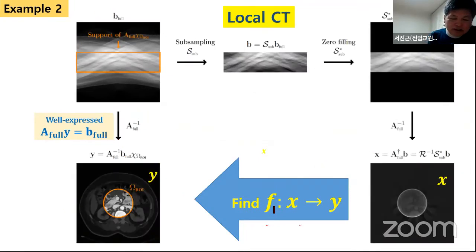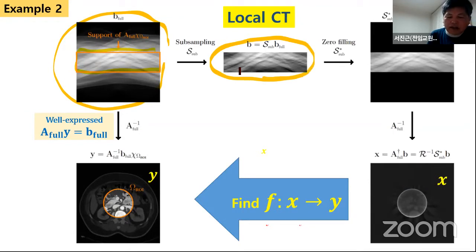And the second, the local CT, is that instead of taking all of this, you just take this portion of it, using only a portion of the X-ray data. And if you do just the pseudo inverse, you have this type of image. The question for the local CT problem is, can you reconstruct this from this? That's the question.